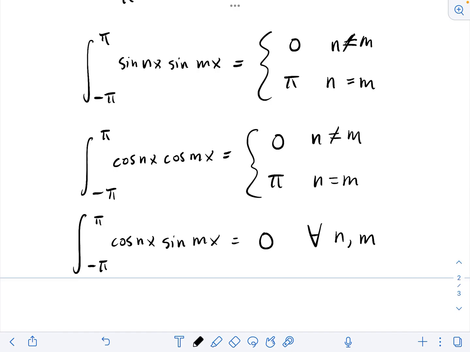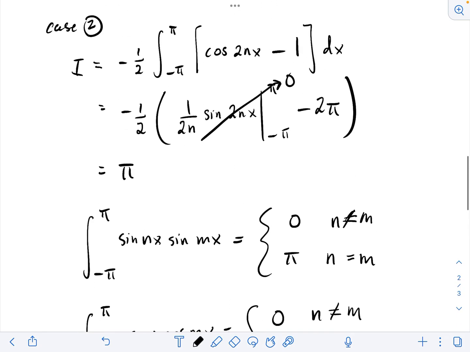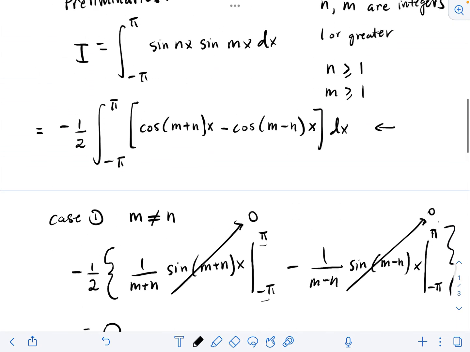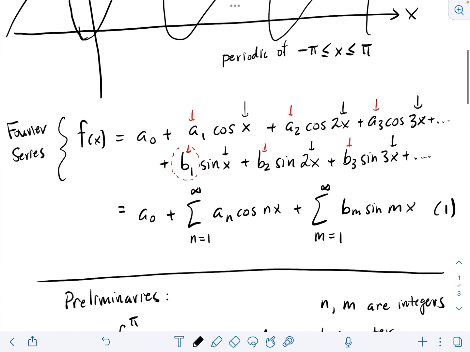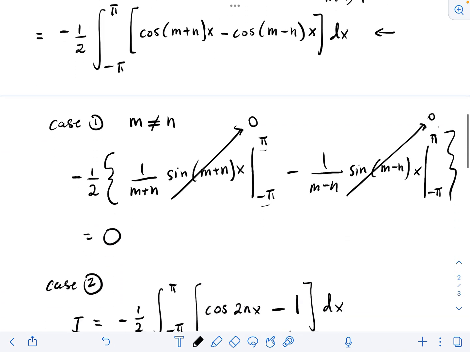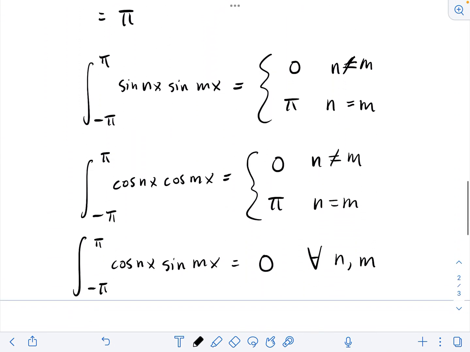Okay, so let's get back to our Fourier series, which is right here. I think I'm going to write it out again, and then we're going to make use of some of these results that we've written down. Okay, so the Fourier series.